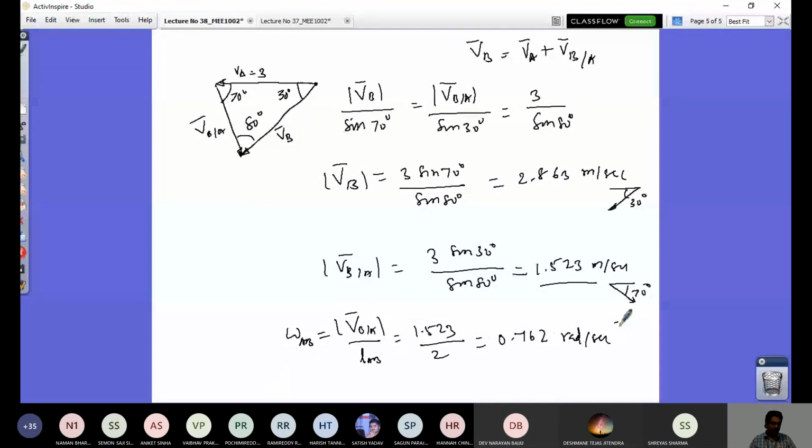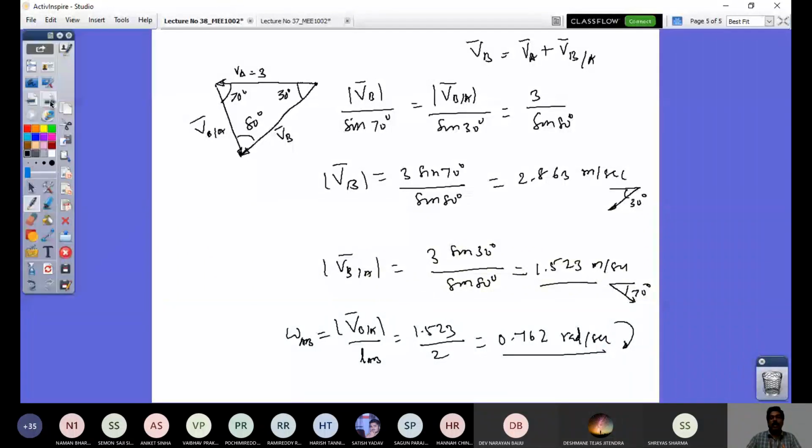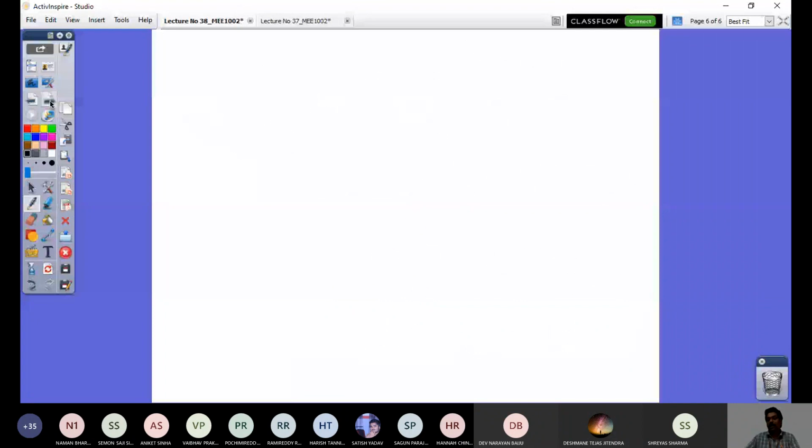Any doubt in solving this problem? If you do not have doubt, I'm going to explain the same problem. We can also solve it by another method called the instantaneous center of rotation method.